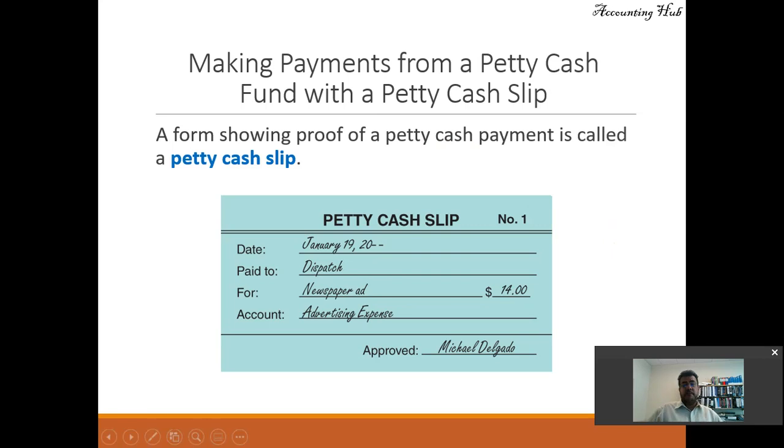Making a payment. A form showing proof of a petty cash payment is called a petty cash slip. So what do we do? We add the date, paid to, for, how much, and what account we will record it in. And we number it, number 1, 2, 3, and so on, and who is approving it.